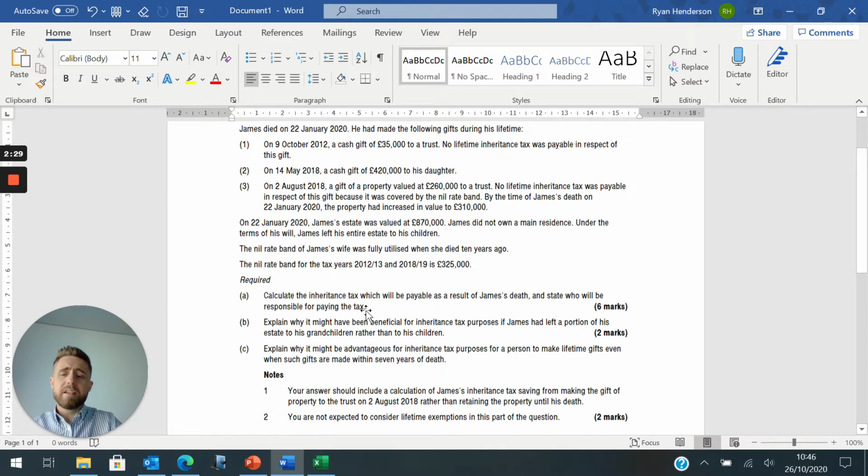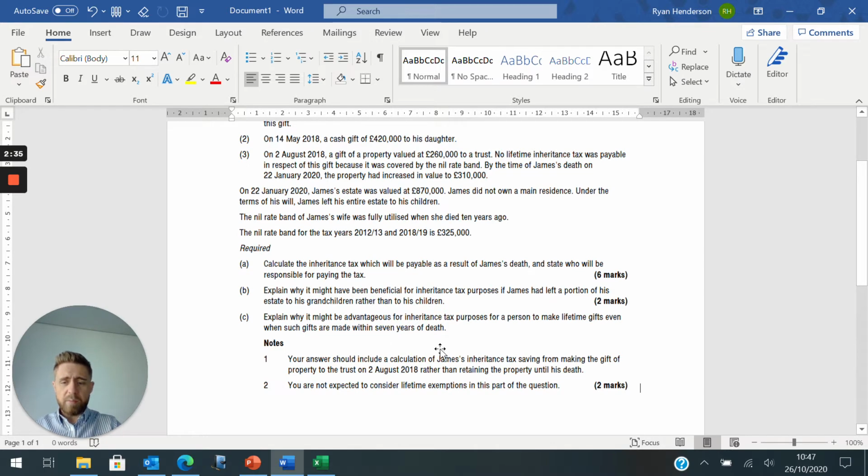So the requirements here, guys, are very, very simple. You have some calculation, you have some explanation. In part C, though, your answer should include a calculation of his inheritance tax saving, making the gift from the property to the trust on the 2nd of August 18 rather than retaining it until death. You are not expected to consider any lifetime exemptions in this part of the question.